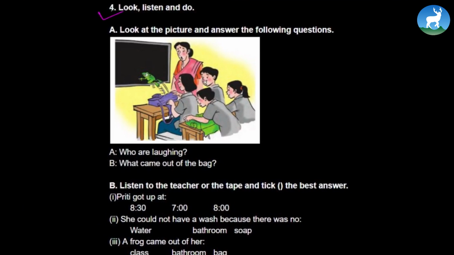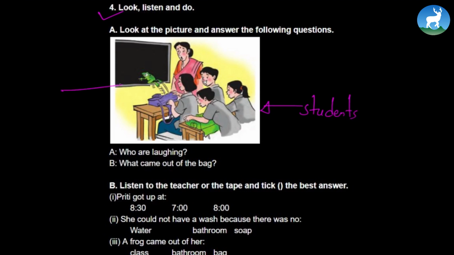Okay, look, listen, and do. Look at the picture and answer the following question. Who are laughing and seem like students to me? So you can say, students are laughing. The answer can be students are laughing.